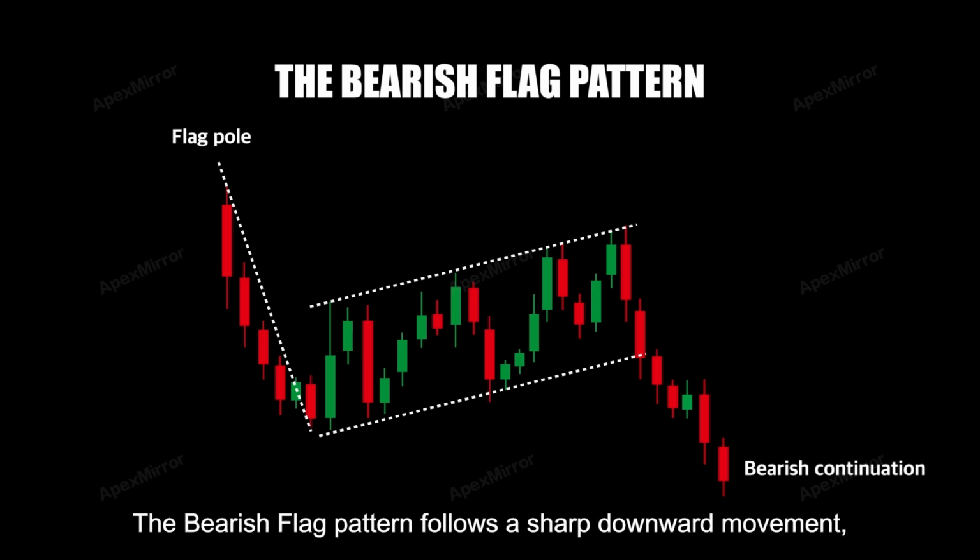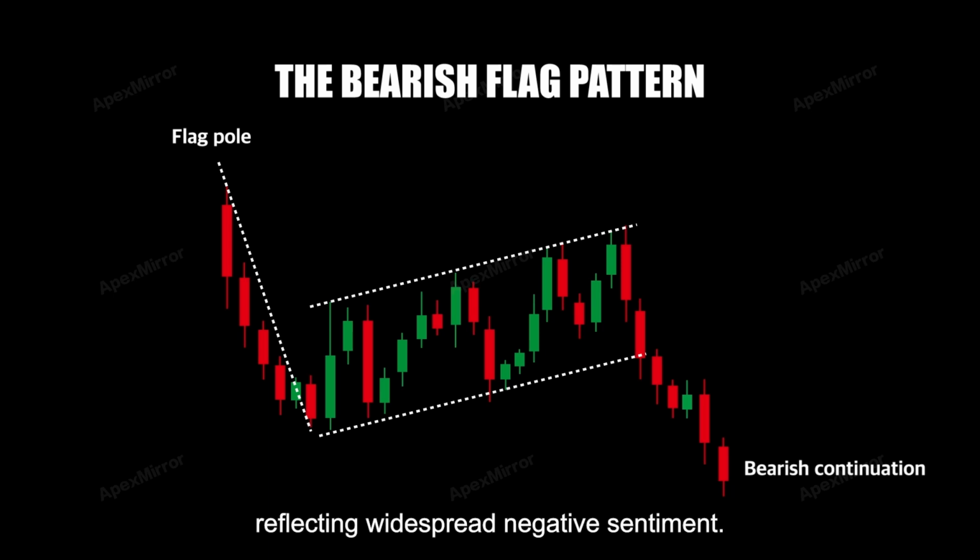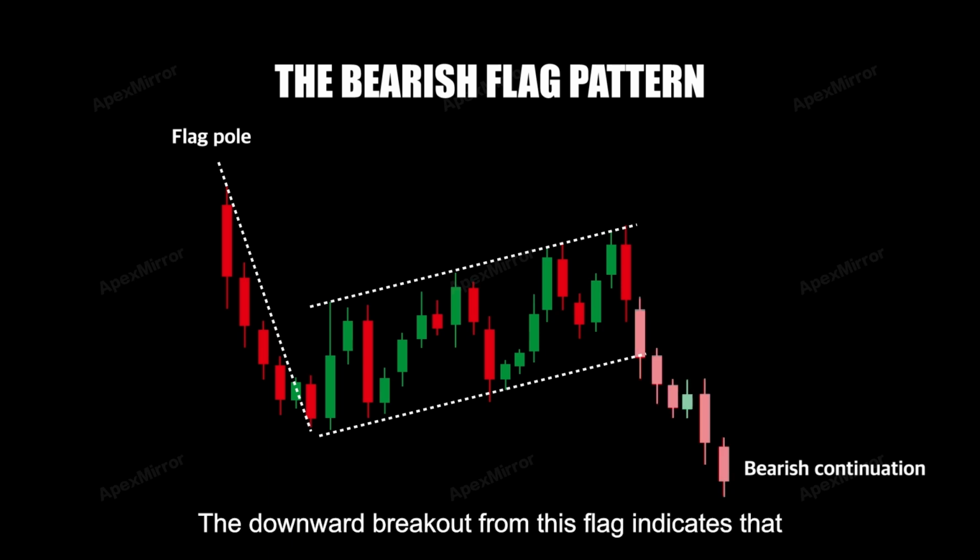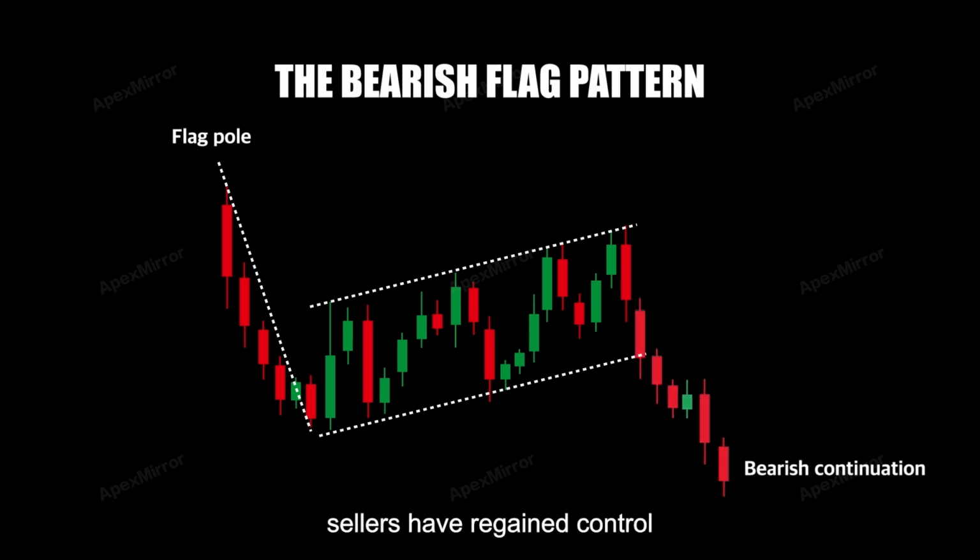The bearish flag pattern follows a sharp downward movement, reflecting widespread negative sentiment. The subsequent consolidation phase, an upward correction within a downtrend, is a period of temporary pause. It's typically characterized by low volume, signifying that the bearish outlook remains dominant. The downward breakout from this flag indicates that sellers have regained control and are set to continue the downward trend. This is often considered a signal to sell, as it is anticipated that the price will continue to drop.